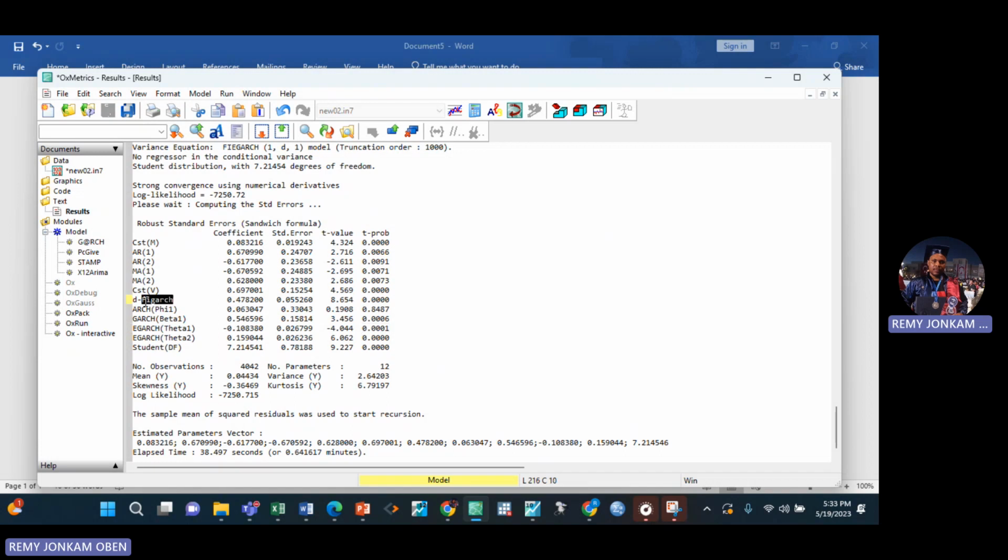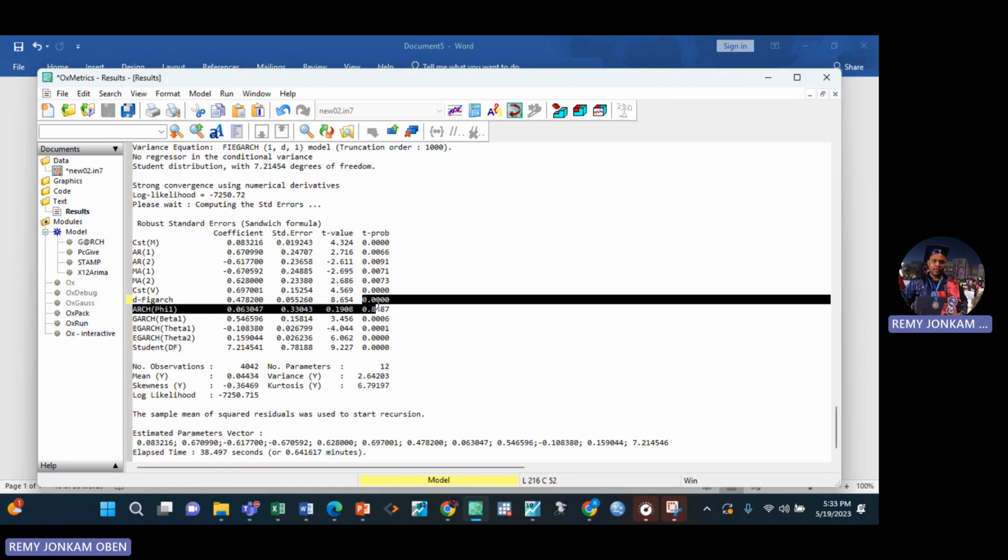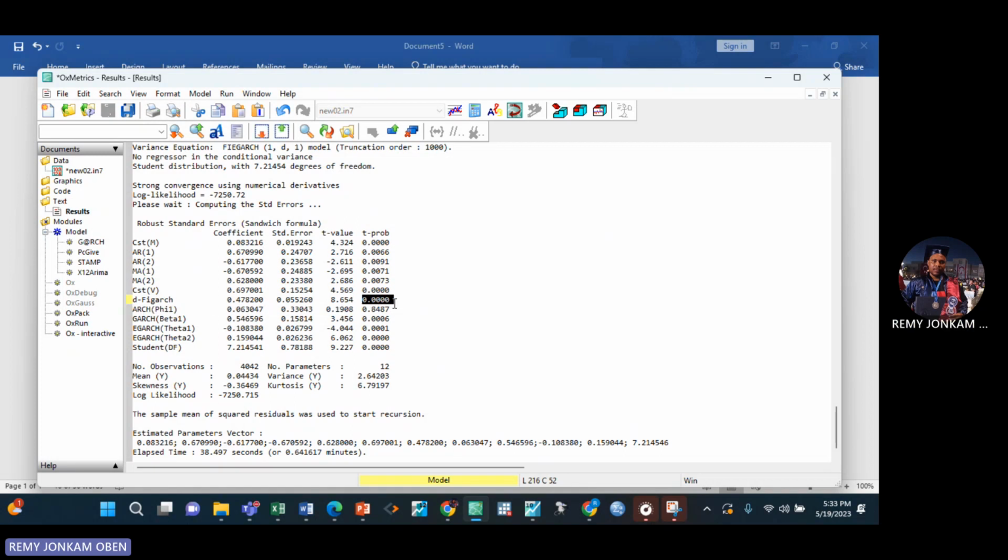Now, it is this D Fiegarch. This D Fiegarch is what is telling us if we have long memory or not. Also, it should be statistically significant. Now, since it is negative, it means bad news affects volatility more than good news. Now, with the D Fiegarch, since it is statistically significant, that is good for us.